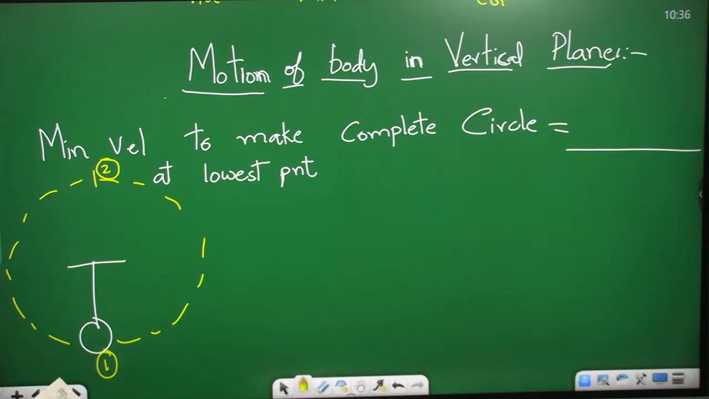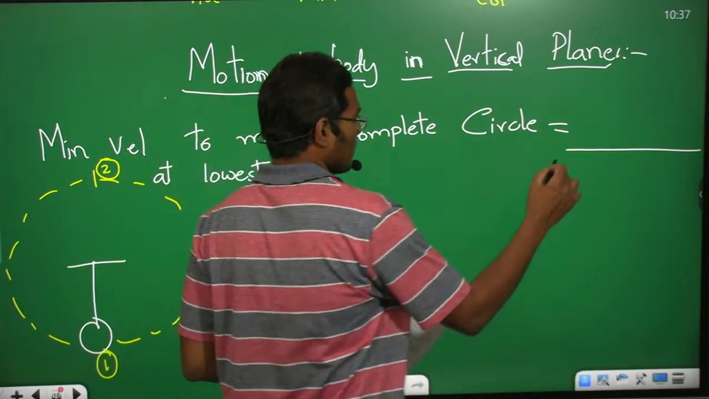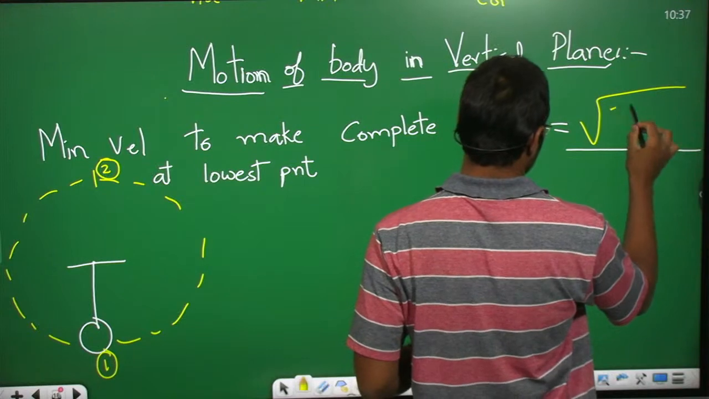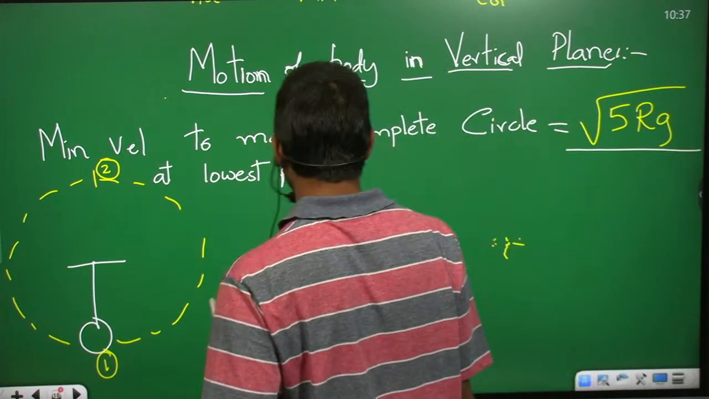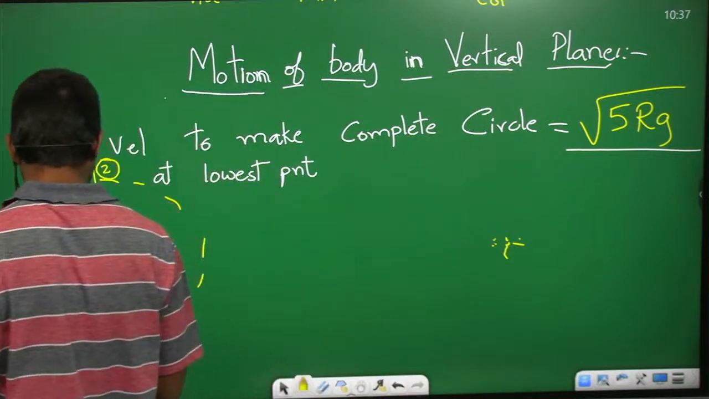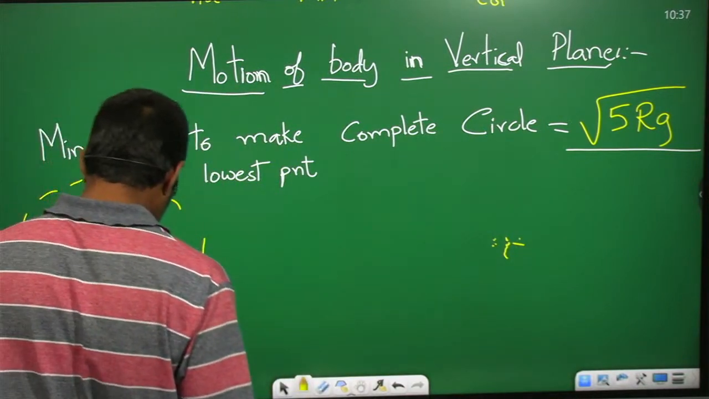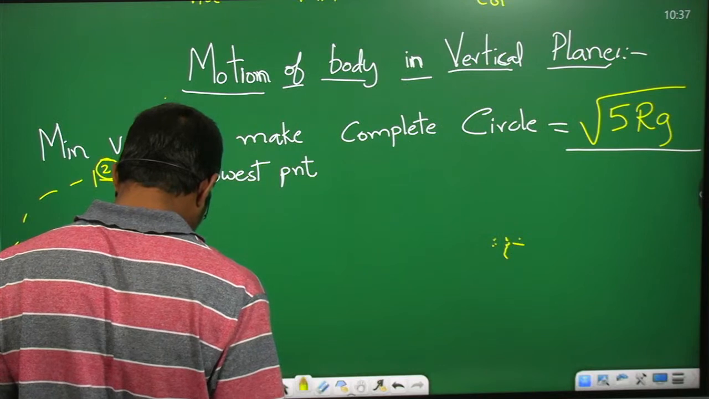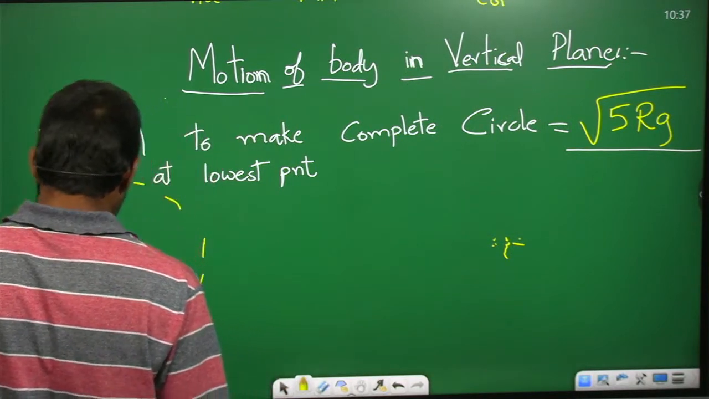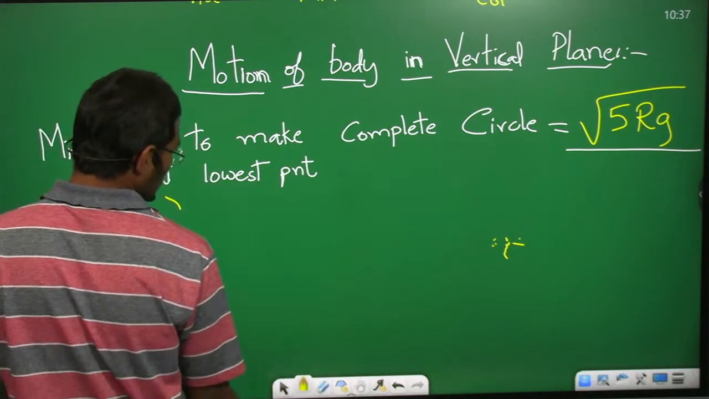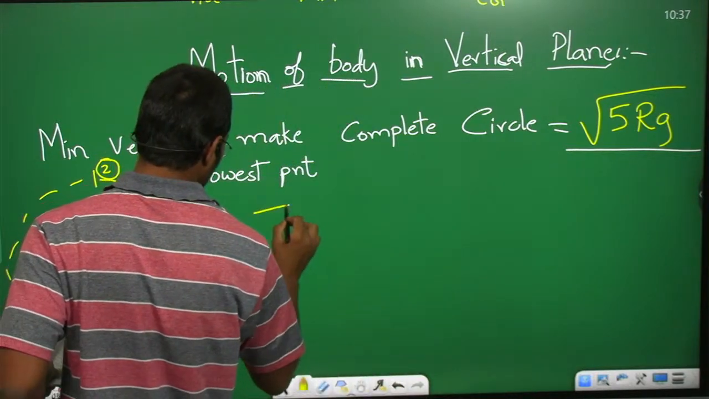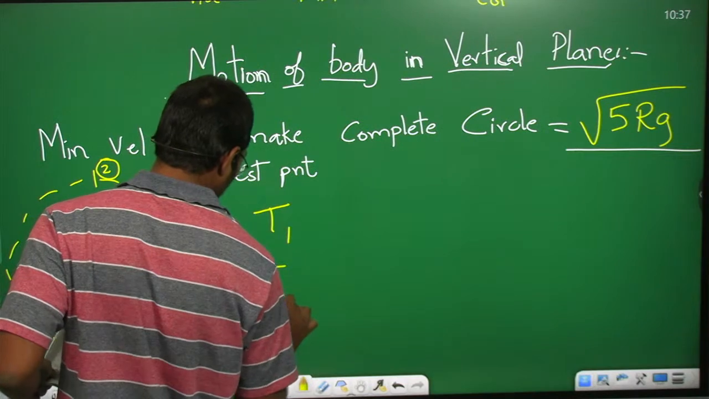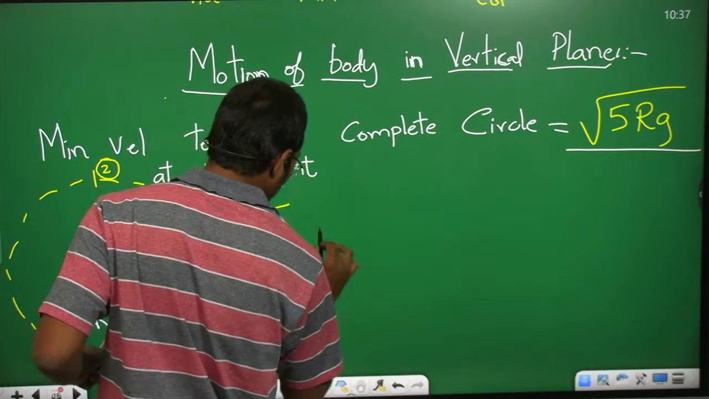So it is nothing but under root 5rg, where r is the radius, g is the acceleration due to gravity. Now let us try to find the tension at these two points. T1, tension at point 1, tension at point 2. Try to comment.